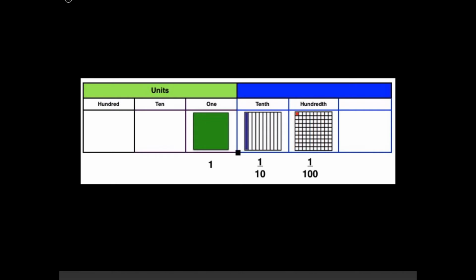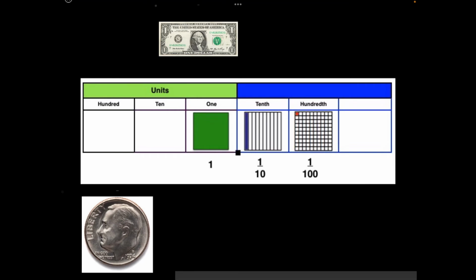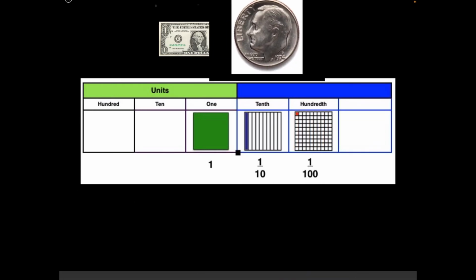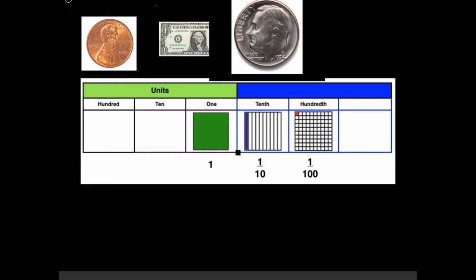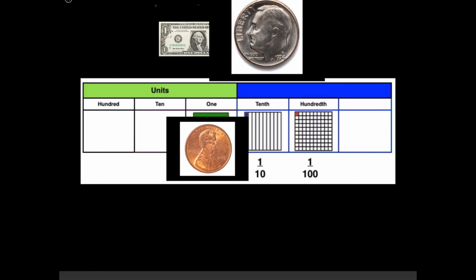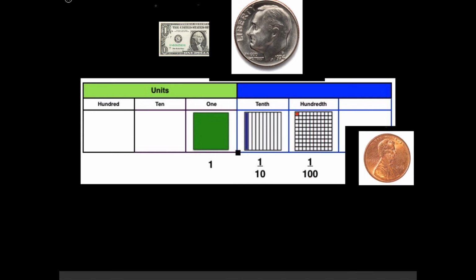What are those places? Well, if we think of the dollar, and that is our whole, then where do you think we're going to put this little Mr. Old Dime? You're right. The dime is equal to 1/10. So a dime is 1/10. Well, what about this shiny brand new penny with good old Abe on there from 2005? Might be worth money now. Where would that go? You're right. That penny belongs in the hundredths.